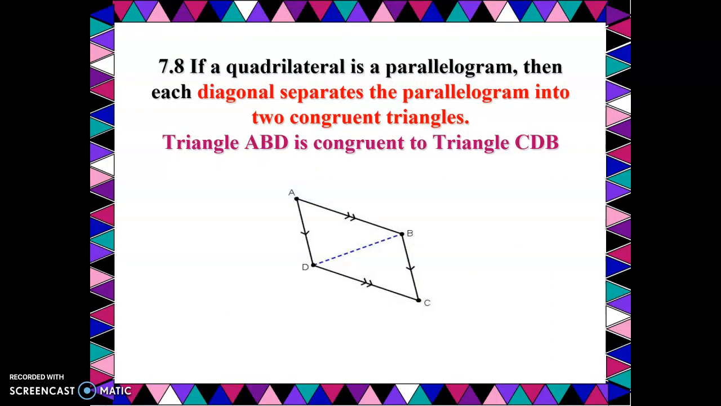Our next law, Theorem 7.8, says that if the quadrilateral is a parallelogram, then if one of the diagonals is drawn in, that diagonal will separate the parallelogram into two congruent triangles. In the picture, we have the top triangle, ABD, congruent to the bottom triangle, CDB. So a diagonal of a parallelogram will divide that parallelogram into two congruent triangles.